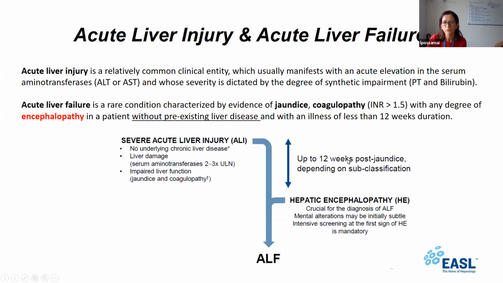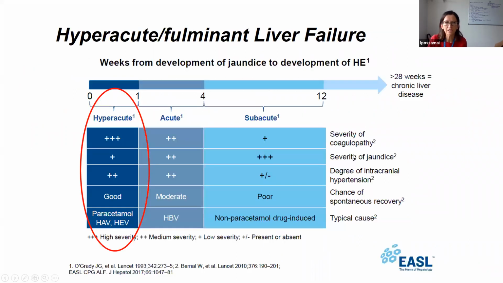And that can occur up to 12 weeks. Obviously, in paracetamol overdose, this tends to be a much shorter time frame. In fact, sometimes paracetamol overdose is termed hyperacute or fulminant acute liver failure, with the recognition that progression from jaundice to the development of encephalopathy occurs over just a few days and certainly within a week.